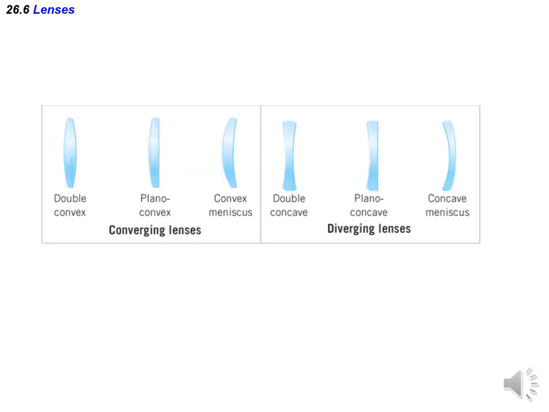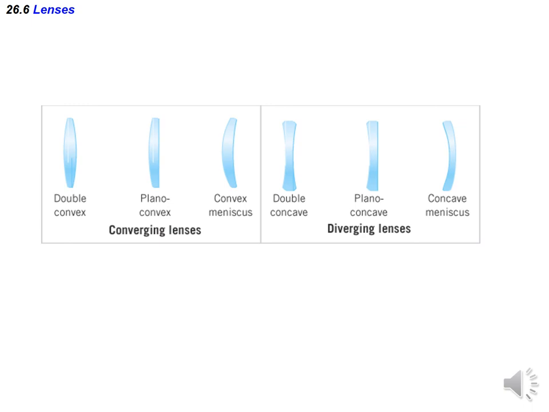So we have here the converging lenses and diverging lenses. Again, rays that are near the principal axis and parallel to it converge to a single point on the axis after emerging from the lens. This point is called the focal point. So that's the definition of the focal point of the lens. And the distance between the focal point and the lens is called the focal length.